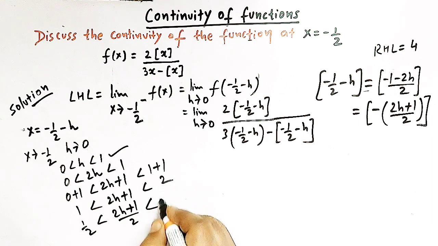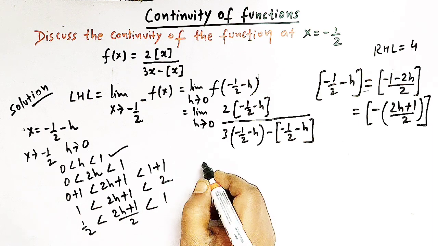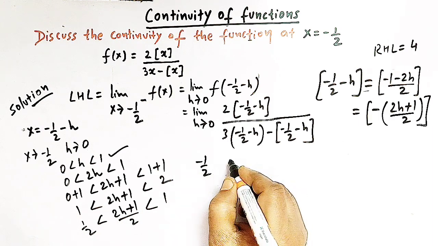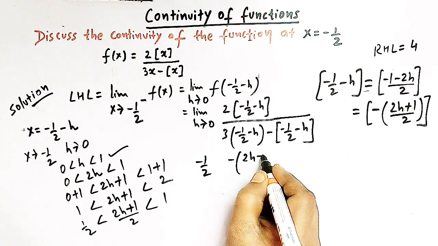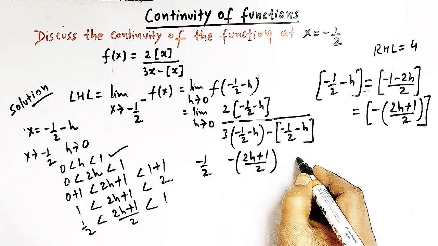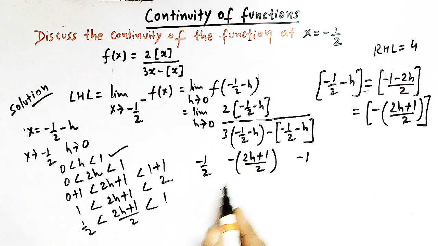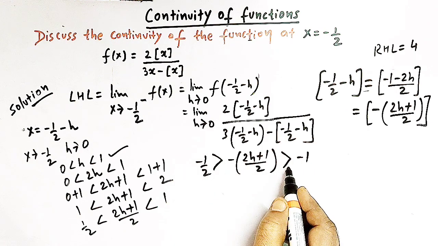and here 2 over 2 is 1, right? So we have (2h plus 1) over 2. It lies between half and 1, that is greater than half but less than 1. So if we multiply throughout by minus 1, then we have minus half, we have minus (2h plus 1) over 2, and here we have minus 1, and the direction of the inequality gets reversed, right?